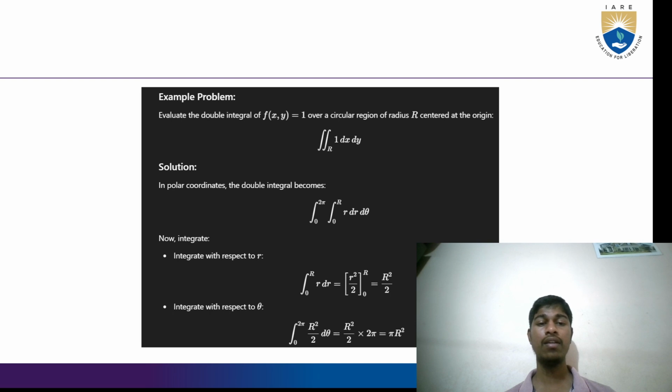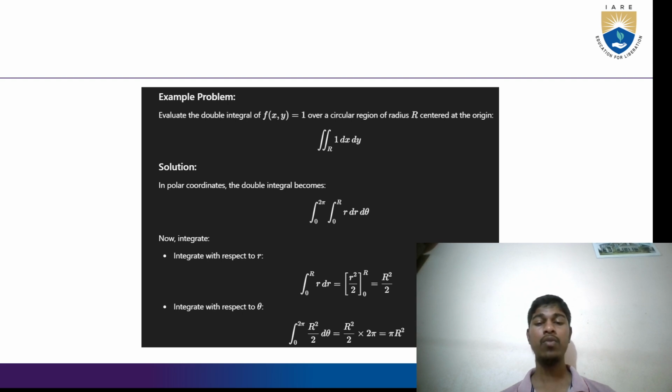For example, we have a question here. Evaluate the double integral of f of x and y is equal to 1 over a circular region of radius r centered at the origin. We have given double integral over R of 1 dx dy. In polar coordinates, the double integral becomes integral of 0 to 2 pi and integral of 0 to r, r dr d theta. Now integrate with respect to r.